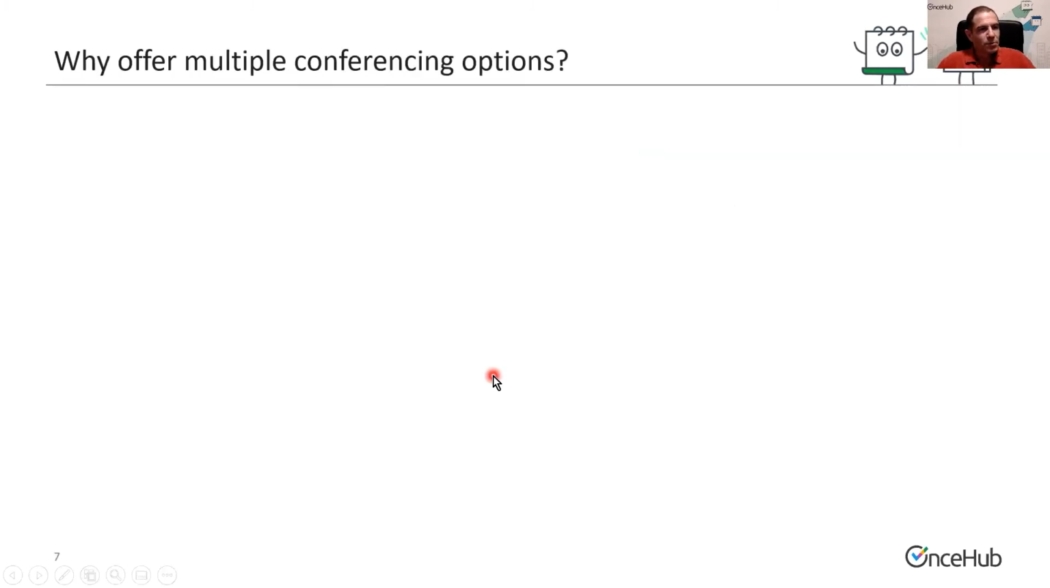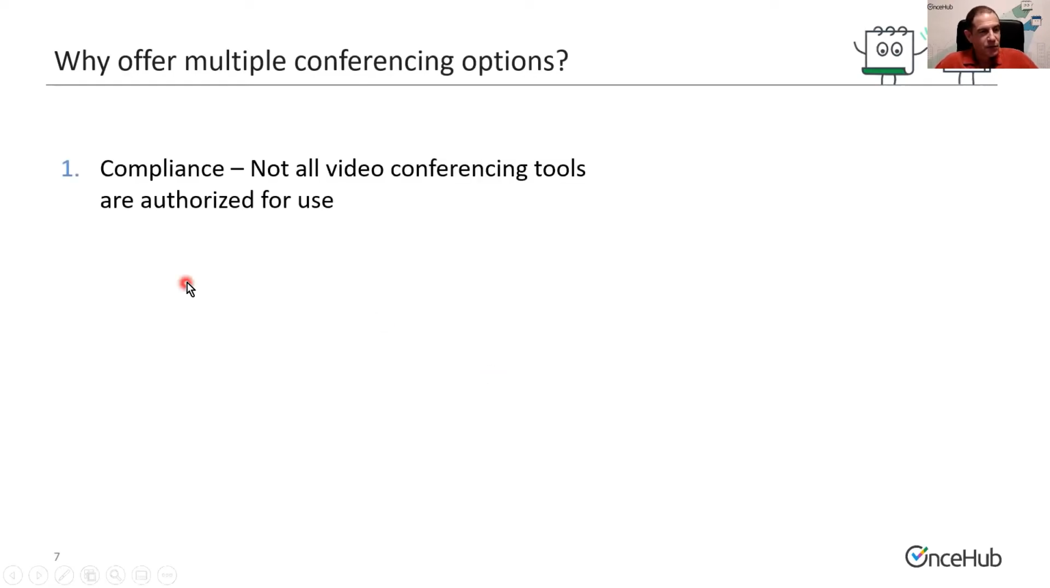So why offer multiple video conferencing options? This is the key question. First of all, it's compliance. Not all video conferencing tools are authorized for use. If you're scheduling with prospects or customers that are in large organizations or regulated industries, they may have only specific tools that they can use.